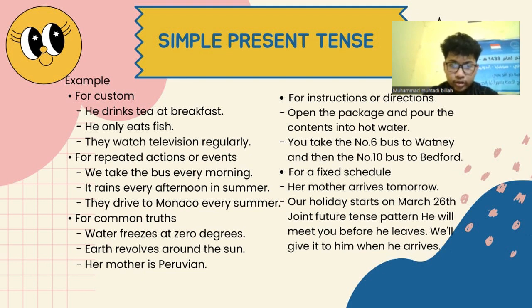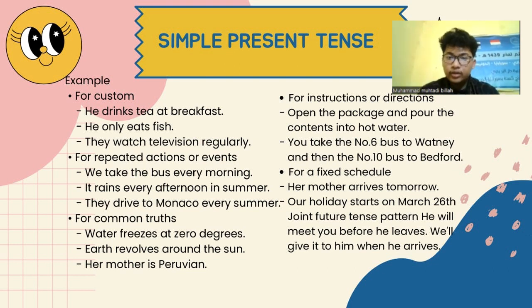Third is for common truths: water freezes at 0 degrees. Earth revolves around the sun. Her mother is Peruvian. Fourth, for instructions or directions: open the package and pour the contents into hot water. You take the number 6 bus to Wetney and then the number 10 bus to Bedford. Fifth, for a fixed schedule: her mother arrives tomorrow. Our holiday starts on March 26. Joining future tense pattern: he will meet you before he leaves. We'll give it to him when he arrives.